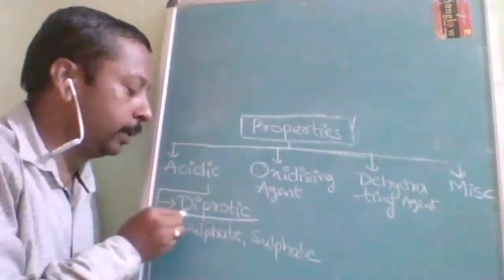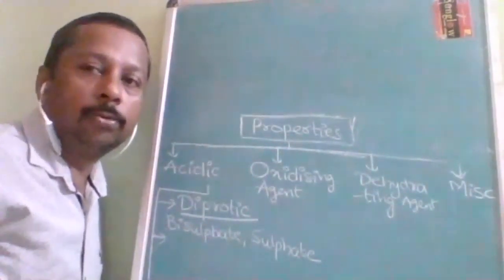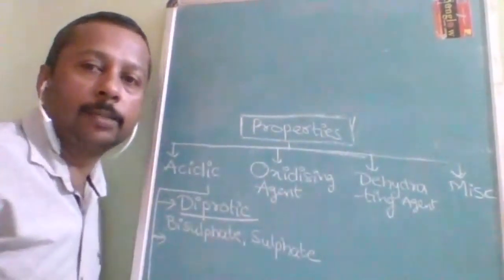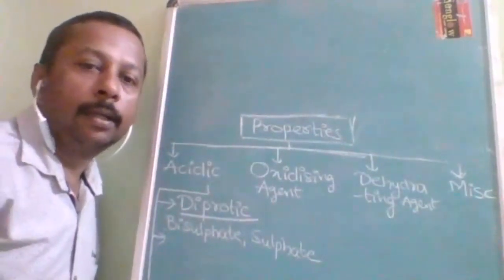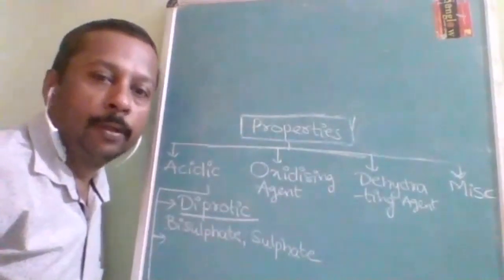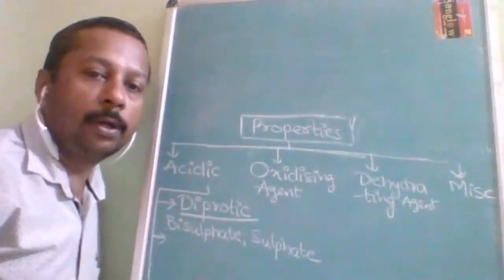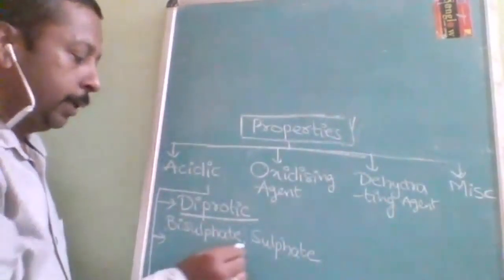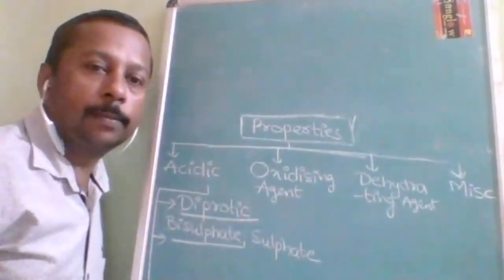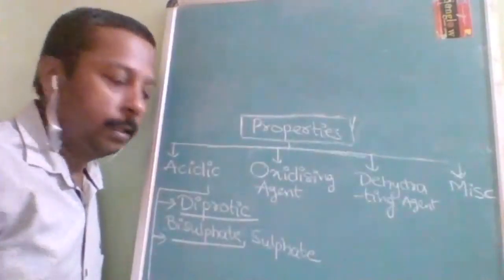Why is it a diprotic acid, is it understood, students? It consists of two OH groups, and the two OH groups will provide you 2 H plus, hence it is called a diprotic acid. As soon as one H plus is replaced, the type of salt it forms is called bisulfate. If both H plus are replaced by some metal, the salt obtained is called sulfate.